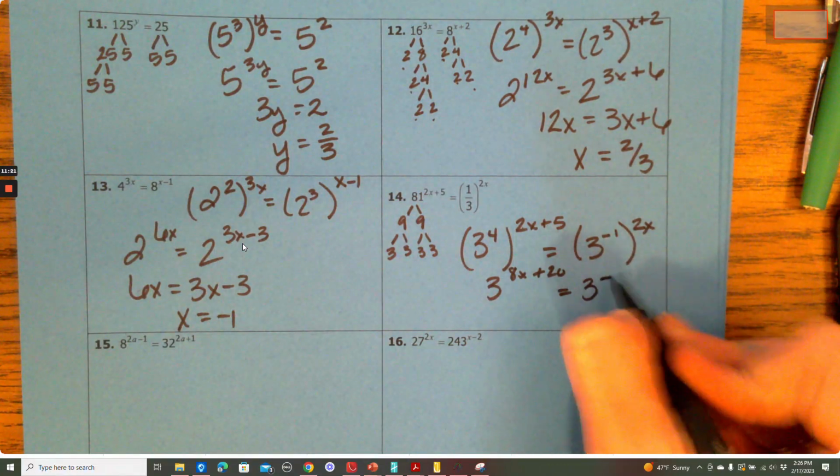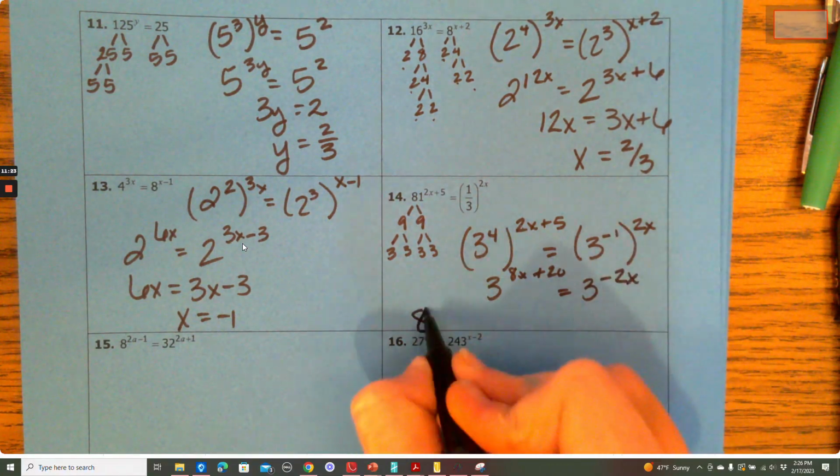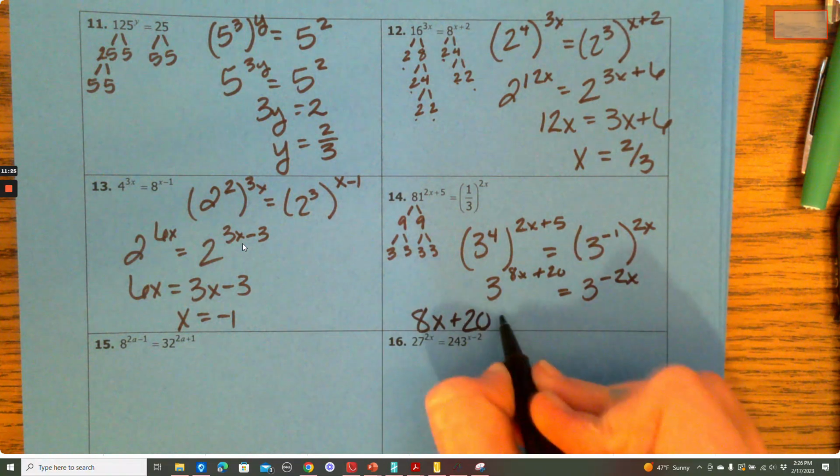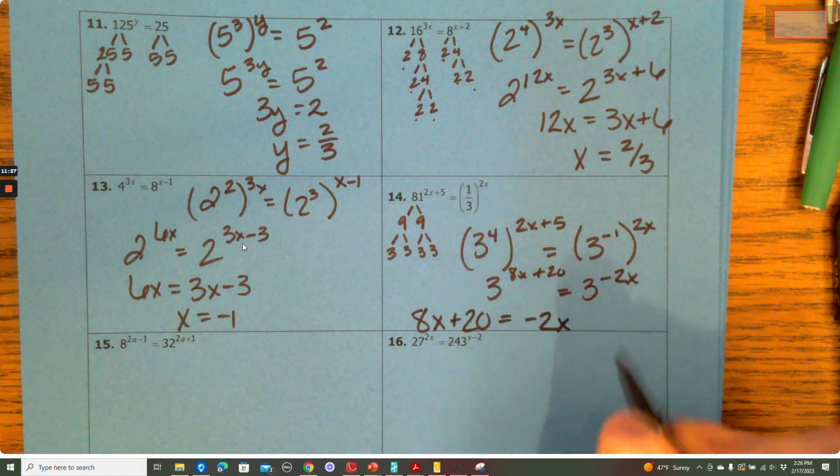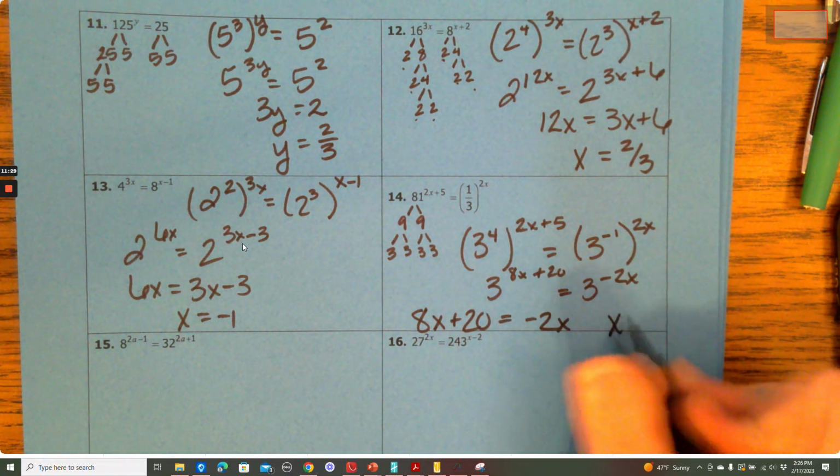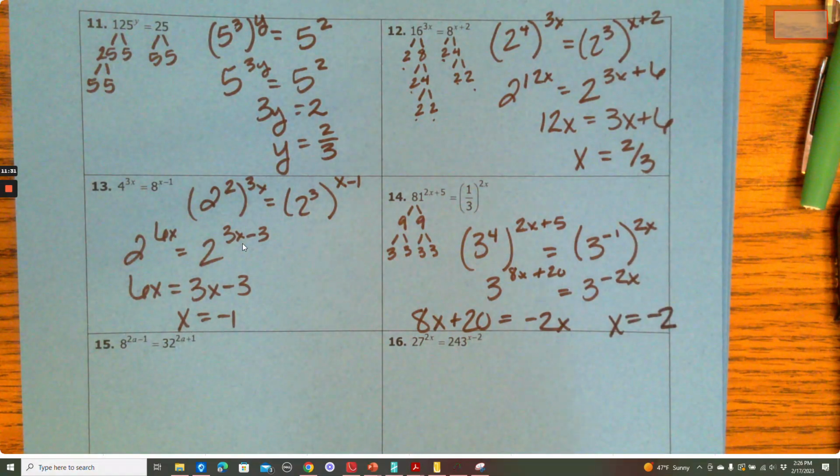Negative 1 times 2x is negative 2x, so I would have 8x plus 20 equals negative 2x. And so x is going to equal negative 2 there.